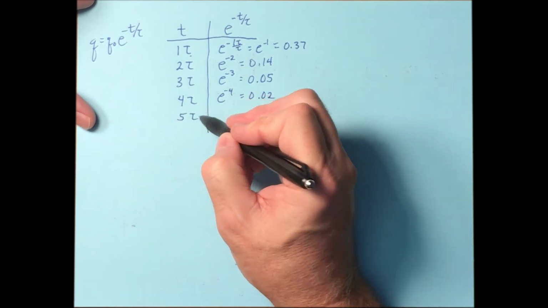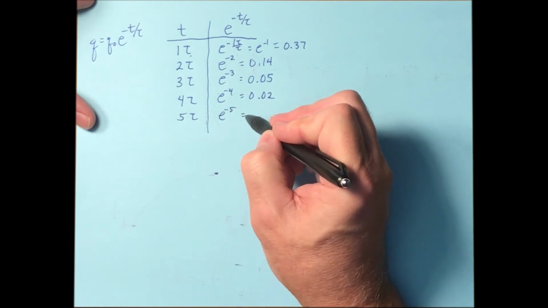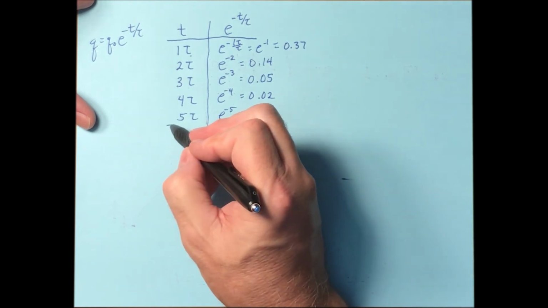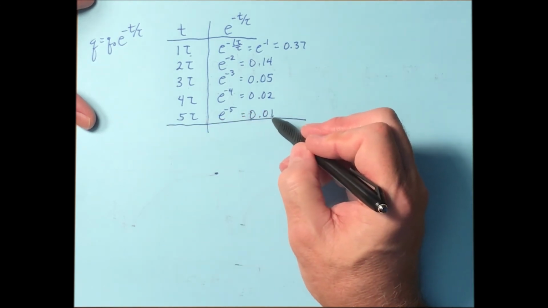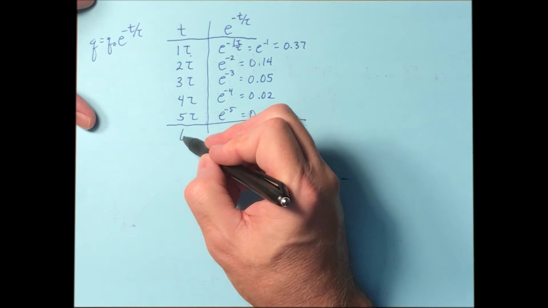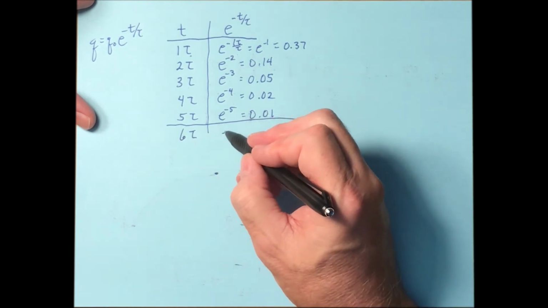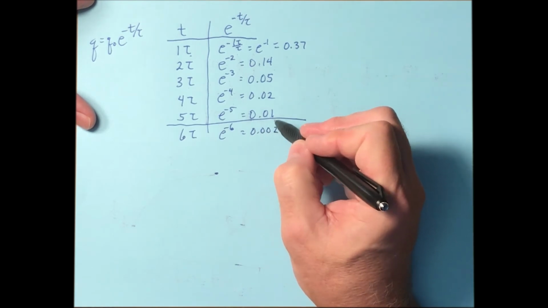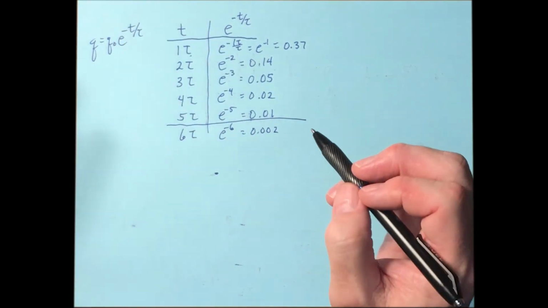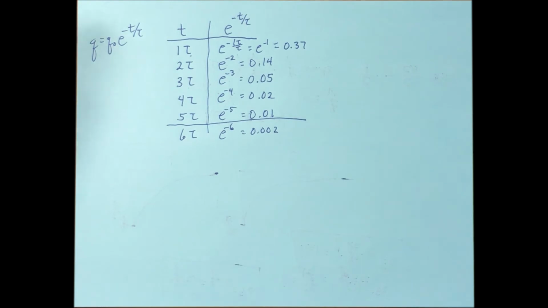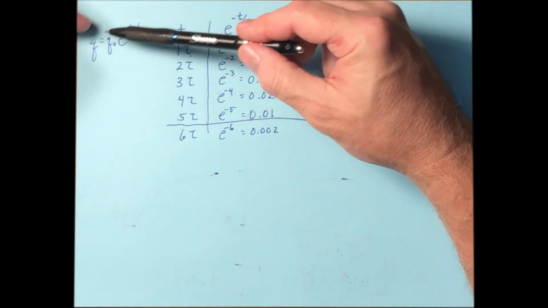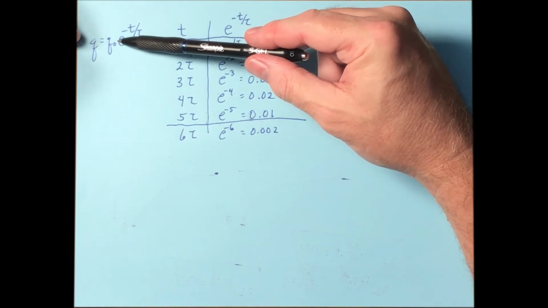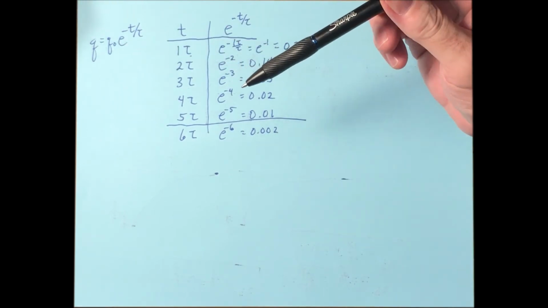5 tau, e to the negative 5, 0.01. So after 5 tau, we're less than 1% left. So you could carry this on forever. 6 tau, e to the negative 6 is 0.002. So after 5 tau of time, we are 99% finished. We're less than 1% of the initial value.